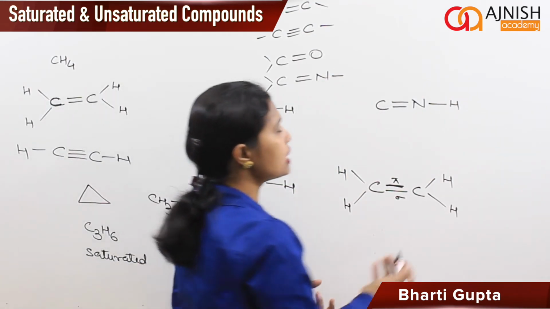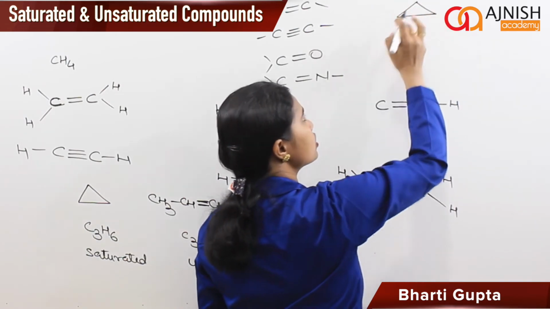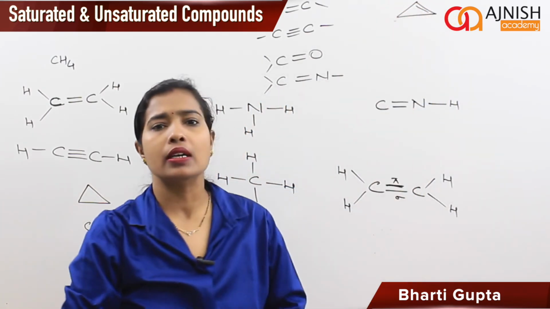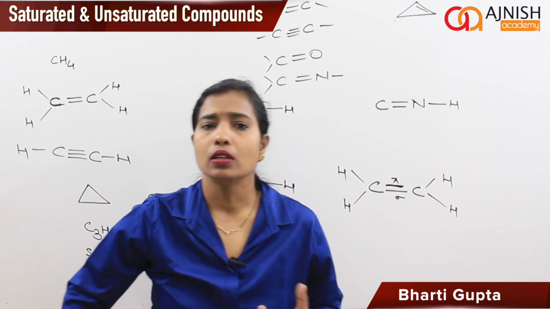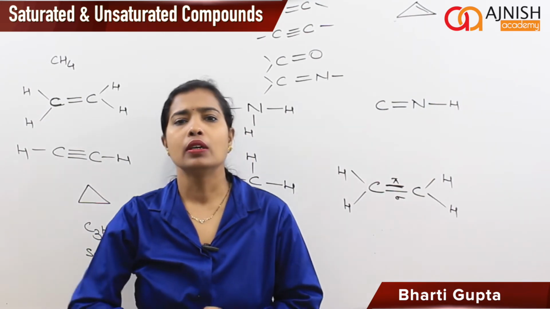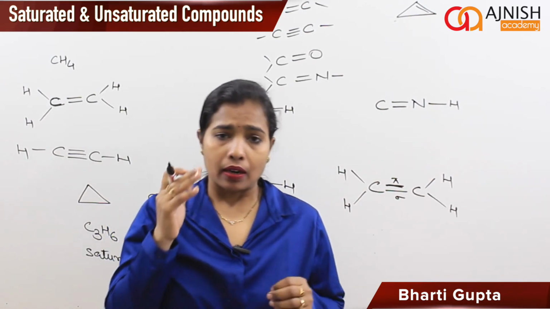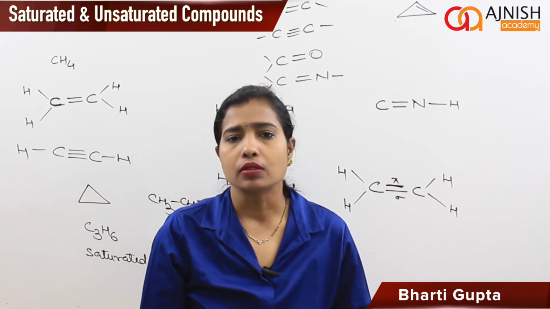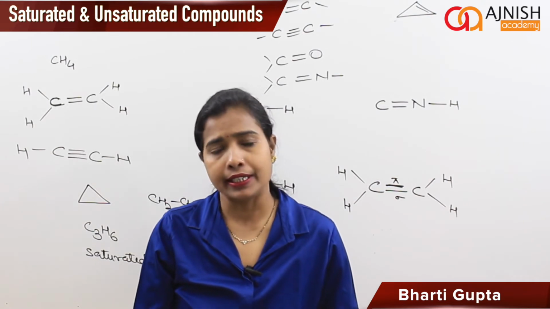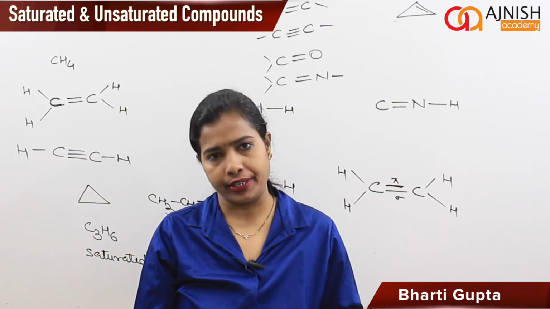Cyclic compounds can also be unsaturated. Suppose we are taking a 3-membered ring. This is saturated because there is no pi bond. As soon as we put a pi bond, it now becomes unsaturated. So saturated compounds may be cyclic or open chain. Unsaturated compounds may be cyclic or acyclic. It doesn't matter. What is important is if all the atoms in a compound form only sigma bonds, no pi bond, it is saturated. If a pi bond appears, a double or triple bond appears, it is unsaturated.